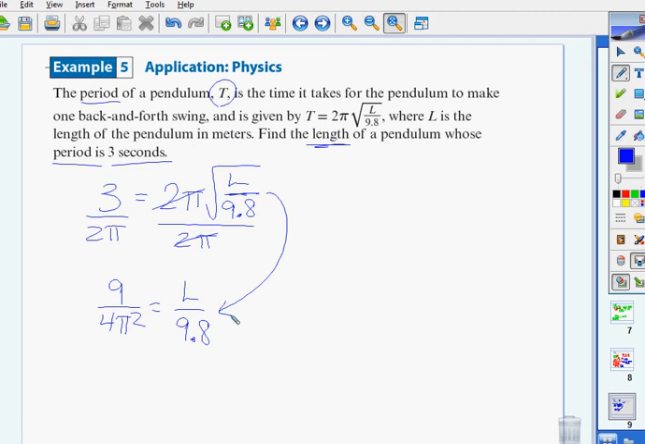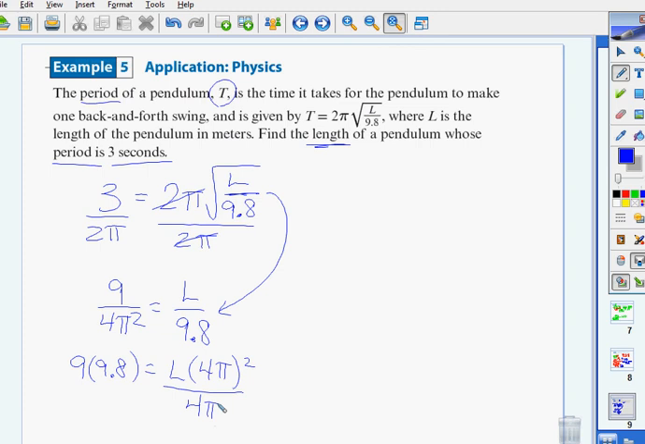Now, what math are you going to use to get L by itself? Yeah, you could do that. You can multiply or cross multiply, whatever. Intuitively I go towards cross multiplication, but it's the same idea. Okay? So I could say 9 times 9.8 is equal to L times 4 pi squared. And then, I mean, the rest, goodness, you can just enter this in your calculator. You've got divided by 4 pi.